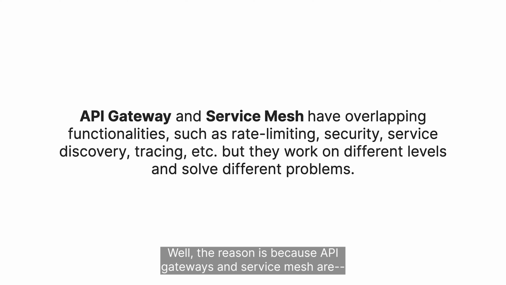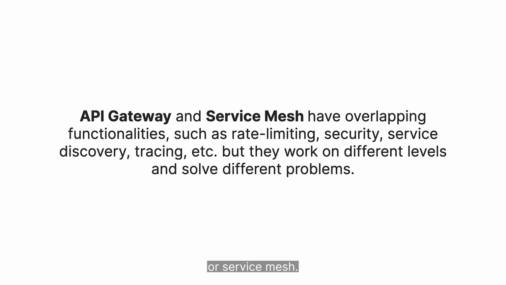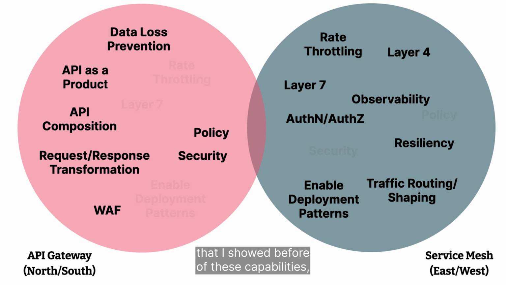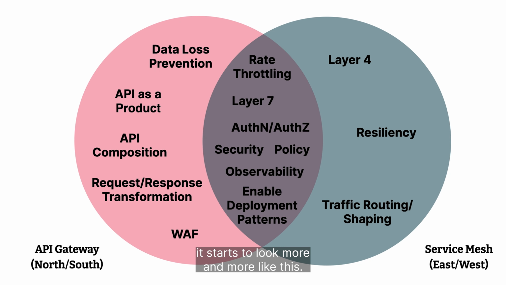Well, the reason is because API gateways and service mesh are converging. There are overlapping capabilities here. Things like rate limiting, security, service discovery, tracing even, can all be done both at an API gateway or service mesh. If you go back to those two diagrams that I showed before of these capabilities, it starts to look more and more like this.